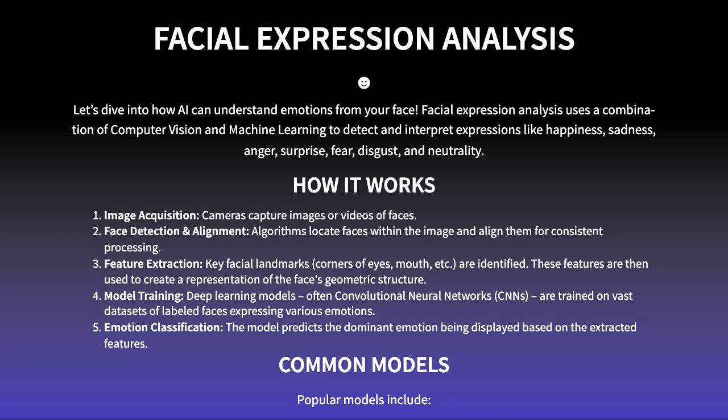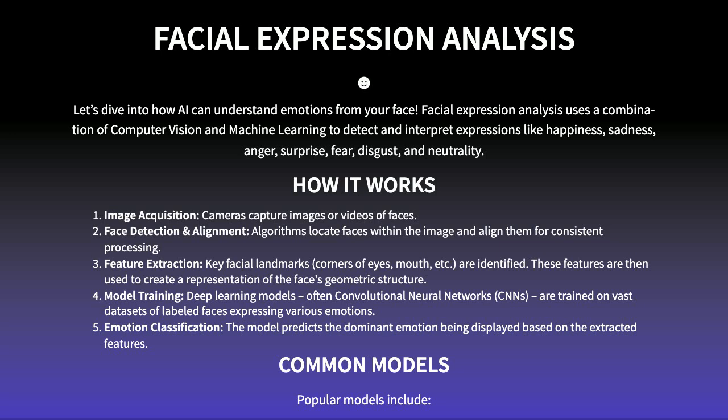Okay, let's talk about facial expression analysis. It's a really fascinating intersection of computer vision and AI, basically teaching machines to read our emotions from our faces. First, we use cameras to capture images or videos. Then the system finds those faces within the image and makes sure they're properly aligned for accurate analysis. Next, it identifies key landmarks like the corners of your eyes and mouth, creating a geometric map of your face.